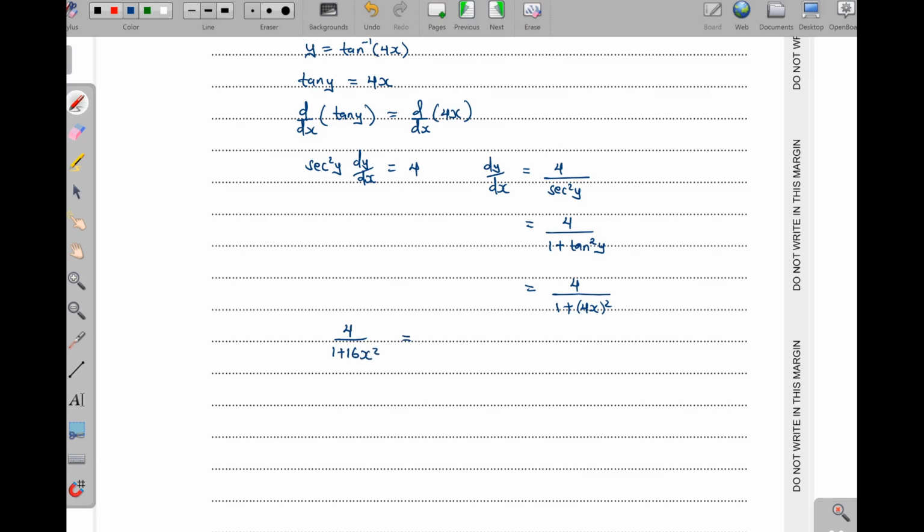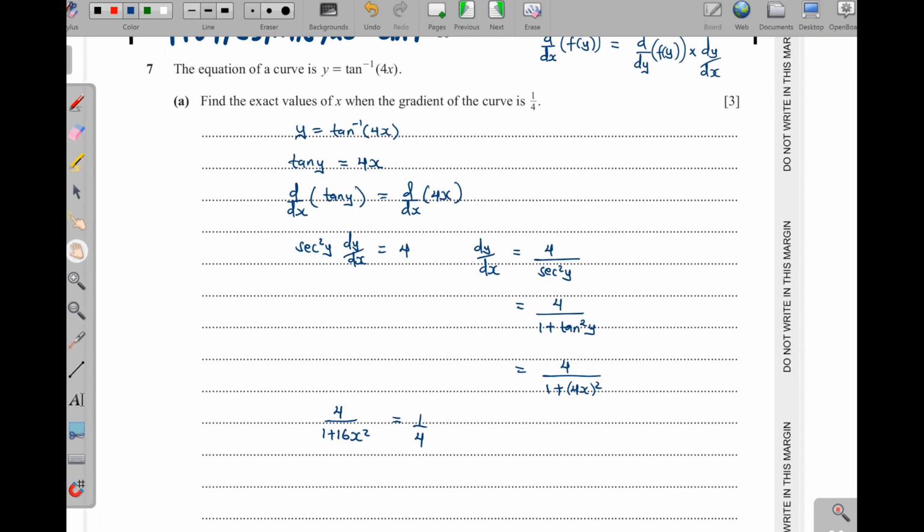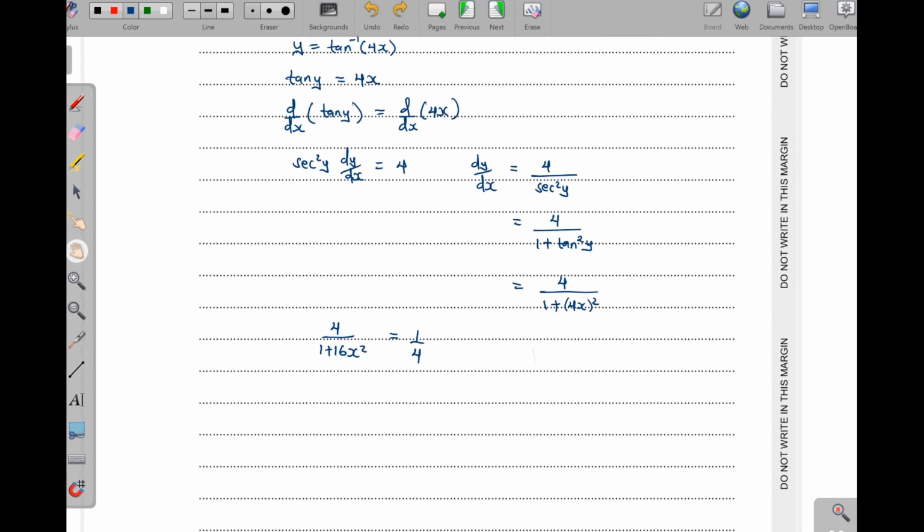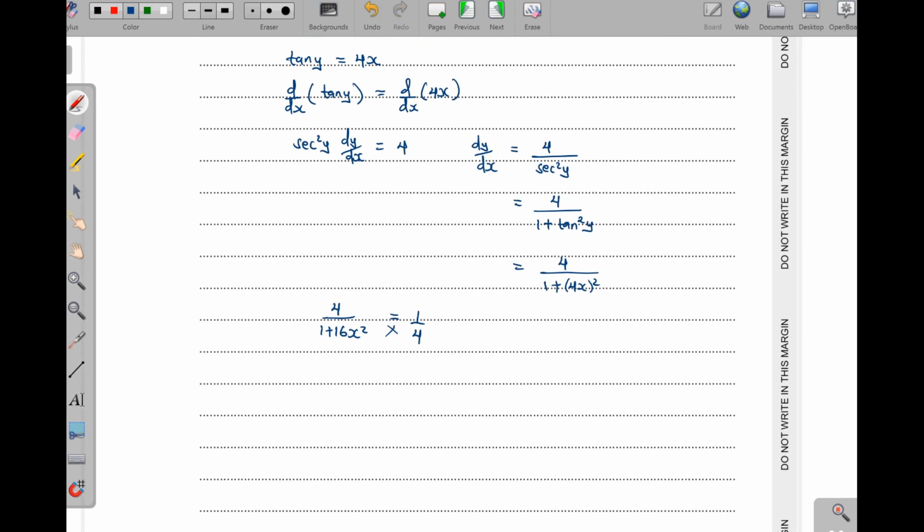Then I will equate this one to a quarter. Also, that's what they gave us here. And the gradient, you know, is the same as dy dx. So when I cross multiply here, we shall have 16, which is equal to 1 plus 16x squared. Then this will be 15 when I take the one to the other side, and it subtracts from the 16. And then this is 16. That then we shall have 15 out of 16, which is equal to x what?